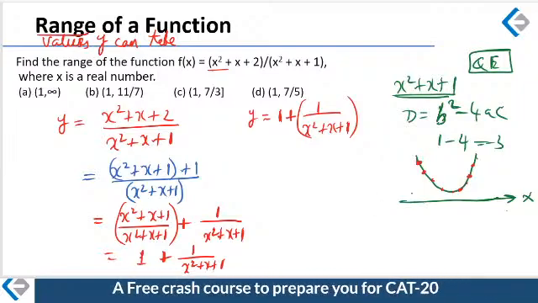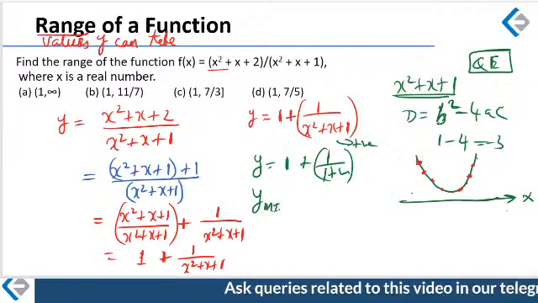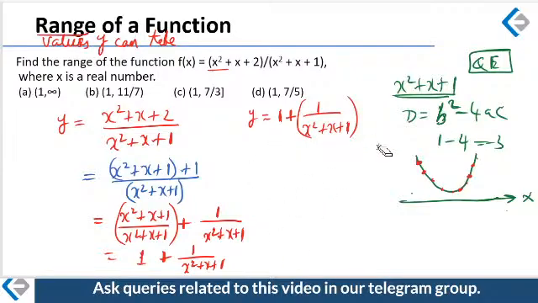Therefore this is always positive. One look at this, I know that this is going to be positive. Therefore, y is equal to 1 plus 1 divided by a positive value. If it is 1 plus 1 divided by a positive value, the minimum value of y is nothing but 1. Why? Because you understood that the denominator is positive.